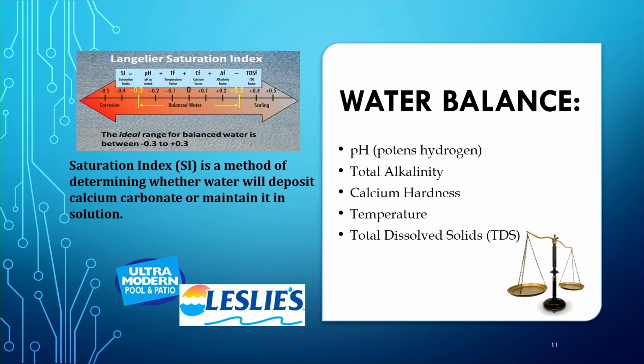Going over the water balance, properly balanced water creates an environment that optimizes the disinfectant process. To determine whether a pool or spa water is properly balanced, a full water chemistry analysis is necessary, including calculating the saturation index. Saturation index is a method of determining whether water will deposit calcium carbonate or maintain it in solution. The ideal range for balanced water is between 0.3 and negative 0.3.